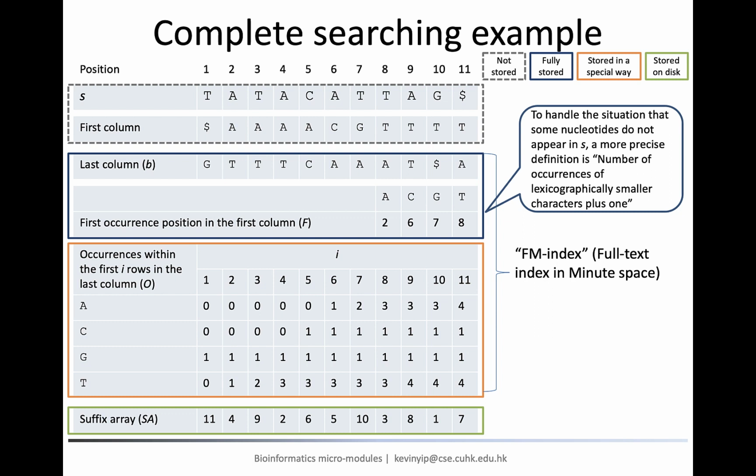A second remark is that the table F and a special form of table O together are called the FM index, which stands for full text index in minute space. So what is that special form of table O? One possibility is to store only a sample of the positions. For example, we may store only the numbers at the odd numbered positions, which can reduce the storage needed by half, although the space complexity remains order n.